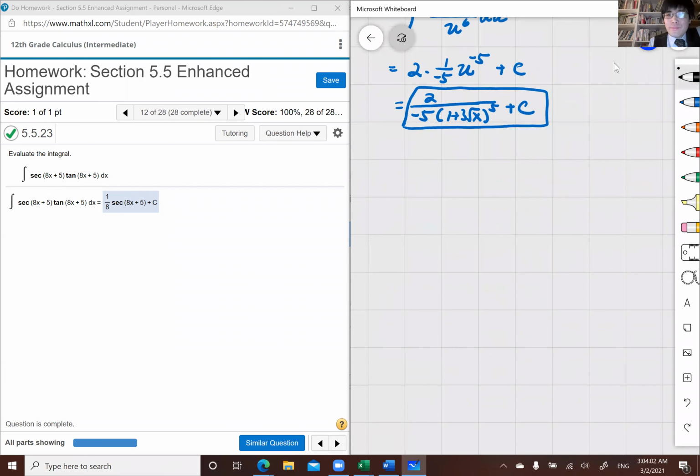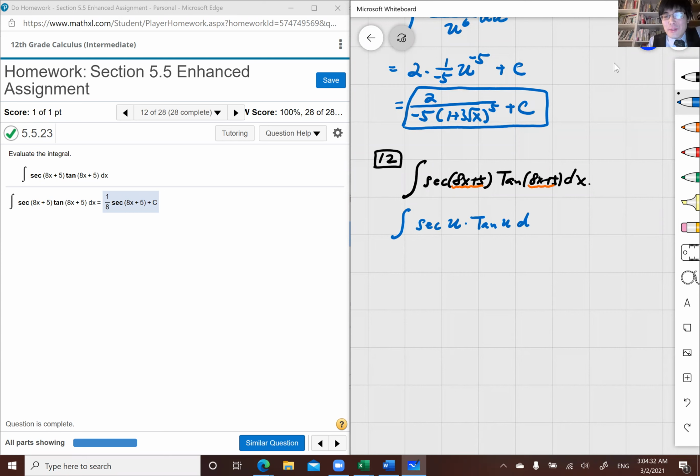Number 12. Now we have trig functions. Secant of 8x plus 5 times tangent of 8x plus 5 dx. Well, do you notice that this is a linear term and they are the same? So basically this problem is the same thing as secant of something times tangent of something, du. Almost. You have to be careful about the 1/8 later, but this problem is basically almost identical with this one.